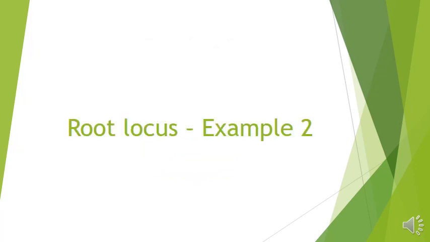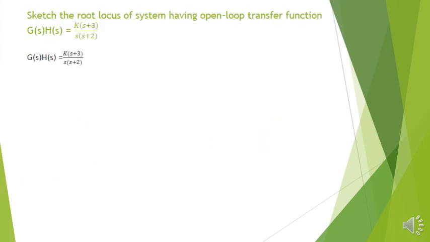Students of the day. In this session, we will concentrate on how to construct a root locus with an example. So, let us consider a problem statement. Sketch the root locus of a system having open loop transfer function G(s)H(s) equal to K into (s plus 3) divided by s into (s plus 2).